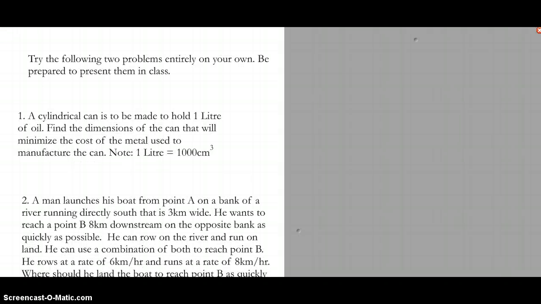I have two problems here for you to do on your own. So I've given you two examples, and I want you to try these two on your own and come into class being ready to discuss them and present them and share where you got stuck and where you found success.